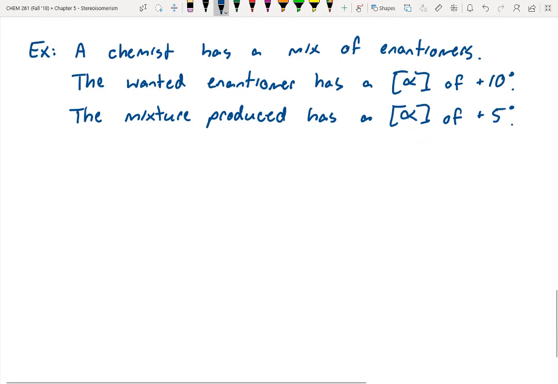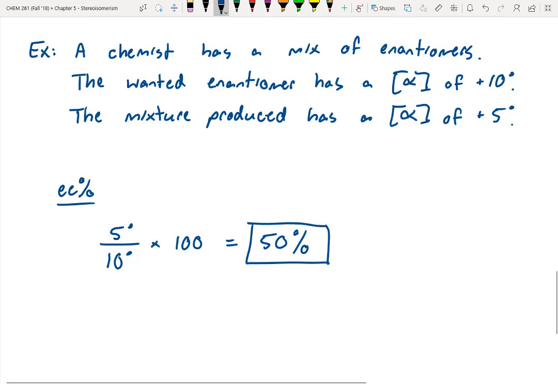So first thing we're going to do is calculate the EE%. So hopefully we can do this without a calculator. So the observed rotation was 5 degrees divided by the rotation of the pure sample, which was 10 degrees, times 100, means we've got 50% enantiomeric excess. All right, so it is a bit weird to think about what this actually means. So let's break this down even further.